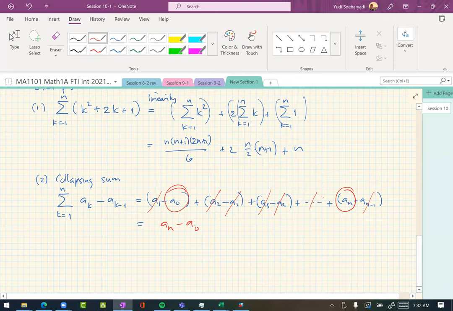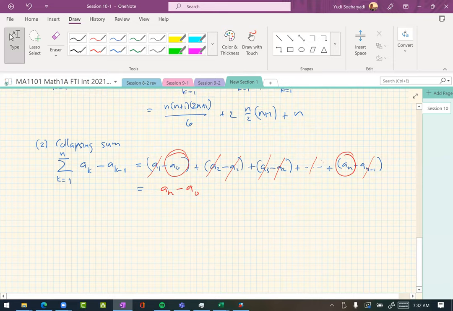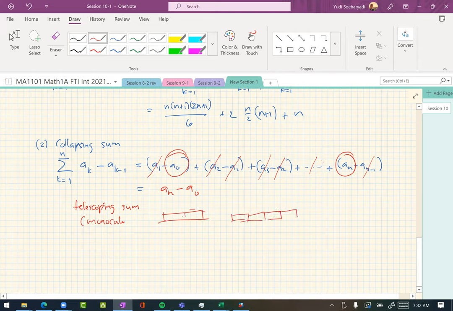Okay, so this is called a collapsing sum, sometimes we call it a telescoping sum. Well, you know, the pirates' telescope is just one ocular. But you can pull this out and you have a retractable telescope, and you can collapse them together, become just what you call a telescoping sum, just like a telescope, monocular.